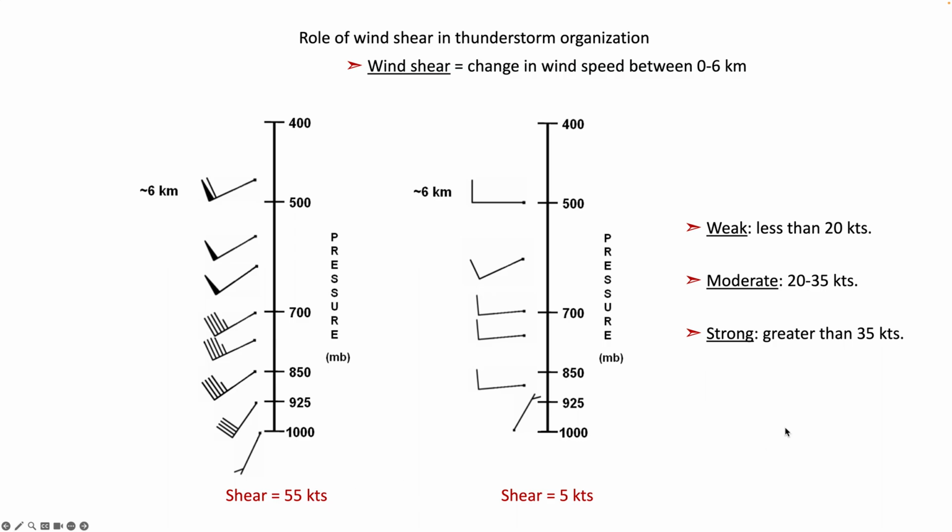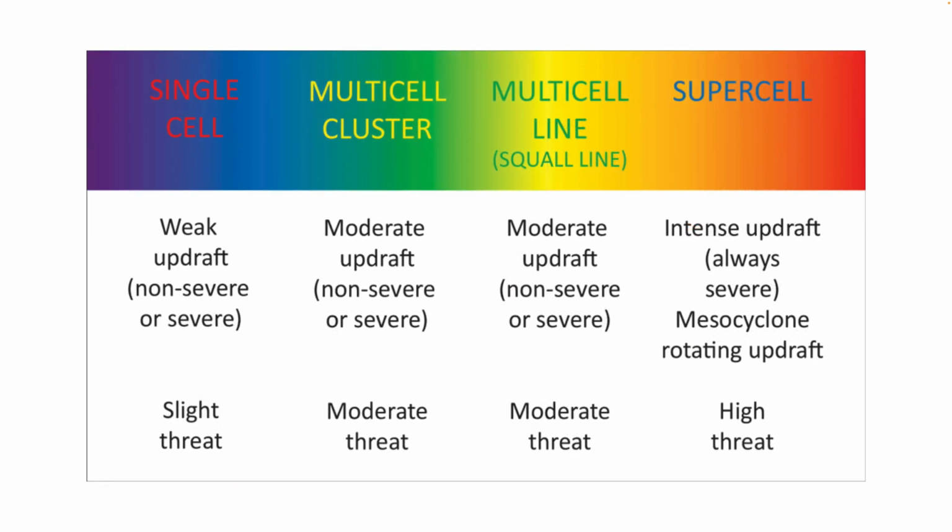So what we're going to do is begin to talk about thunderstorms, and we're going to talk about organizational structures of thunderstorms. Now again, a thunderstorm is a thunderstorm in the sense that there's lightning, and the lightning leads to thunder, and it rains hard, and maybe we get hail.